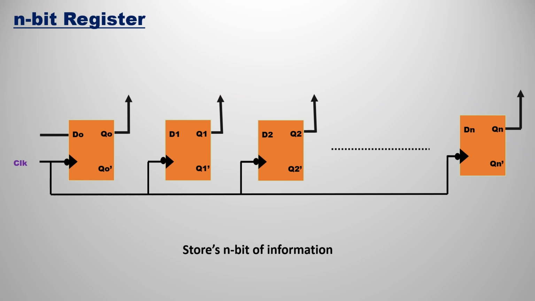For that reason we cascade n flip-flops so that we can store n-bit binary information, and this is known as an n-bit register. So this kind of cascading is known as a register.